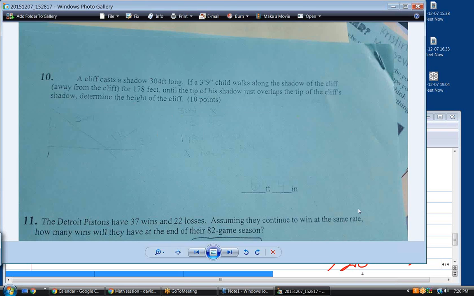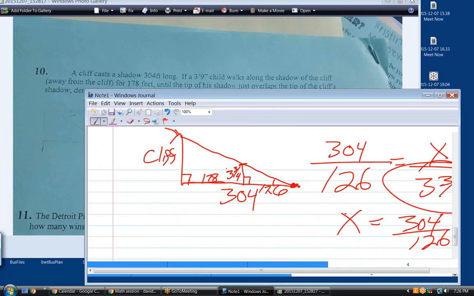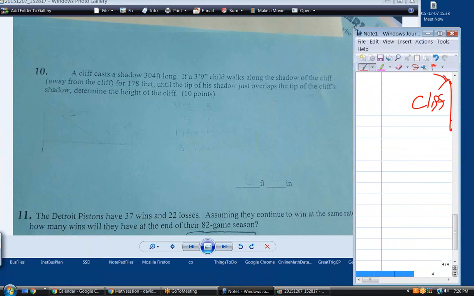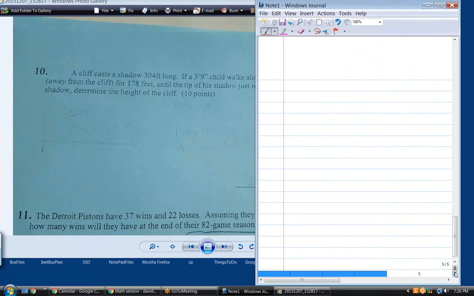All right, let's look at 11. We have just about enough time to look at 11. Unfortunately, I have a 7:30. What ratio can I come up with for 11?